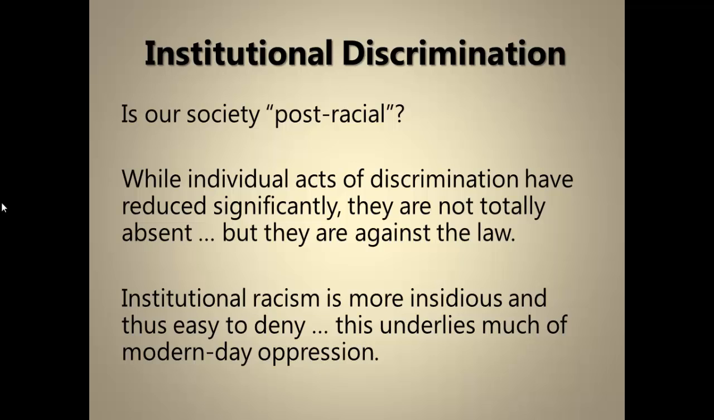Individual acts of discrimination have been reduced significantly, but they're not totally absent, even though they are against the law. Institutional racism is more insidious and is much more woven into the fabric of our society. And it's very easy to deny because nobody in particular is responsible for it. No one individual designed this or wrote this in there, but it continues to exist. And this is where much of our modern day oppression continues to exist.